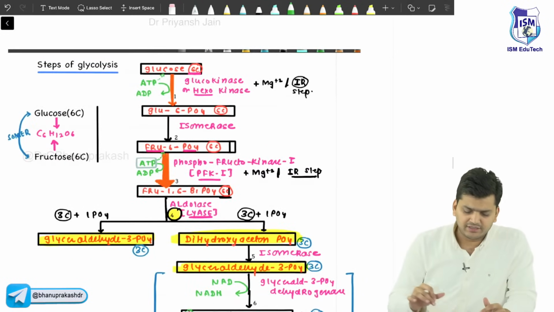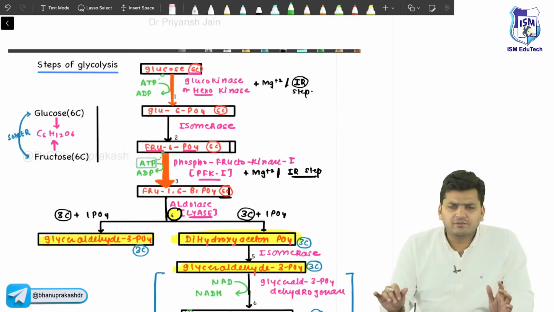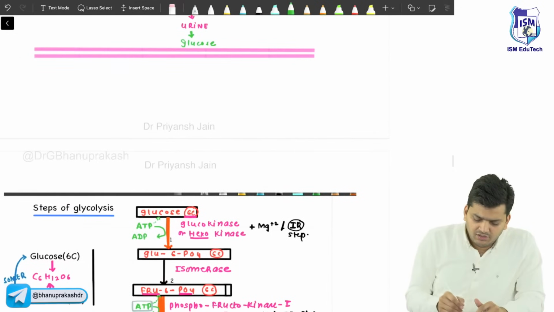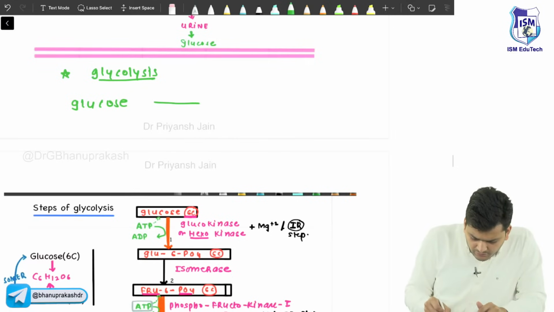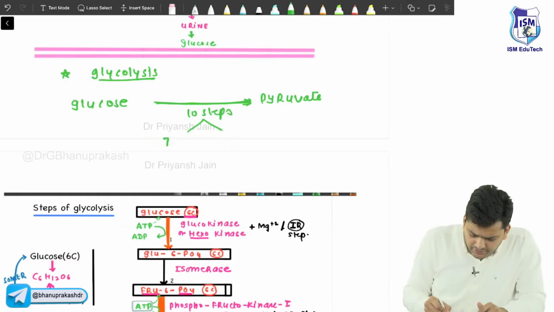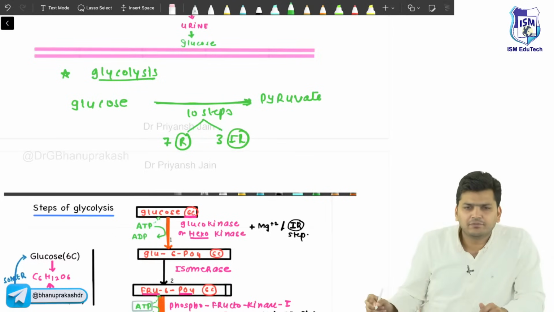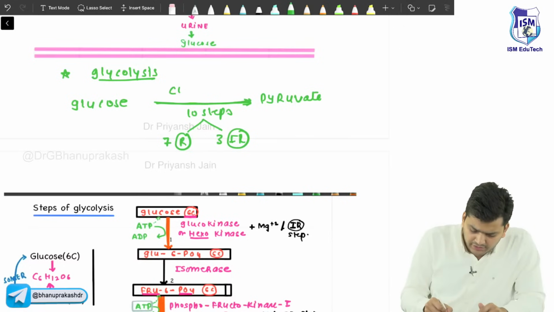Coming to glycolysis. First, let's understand the basic concept of glycolysis. We'll start from the glucose molecule and go all the way till pyruvate. In this process, there are a total of 10 steps. Out of 10 steps, 7 steps are reversible and 3 steps are irreversible. This process occurs in the cytoplasm.